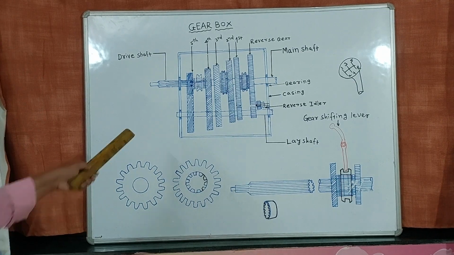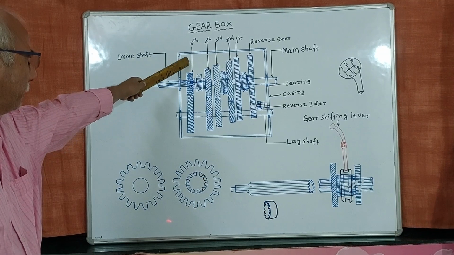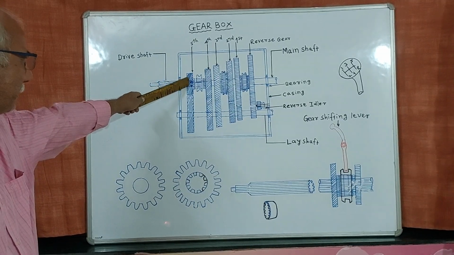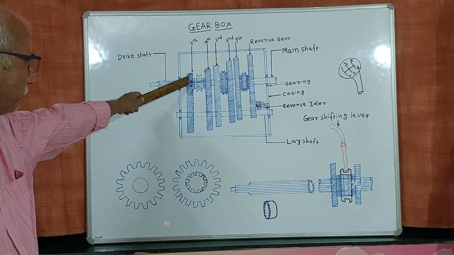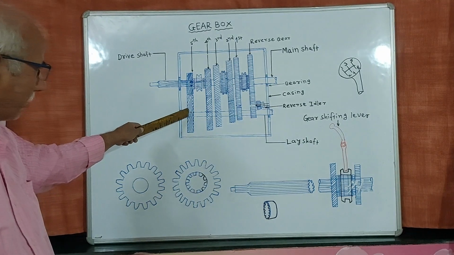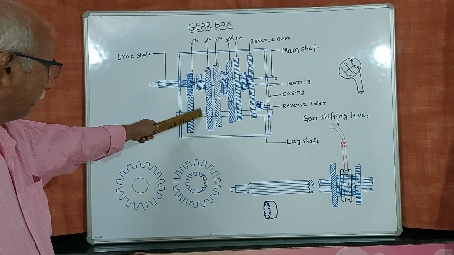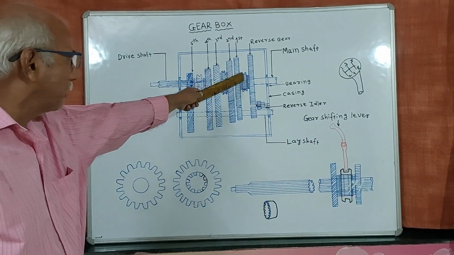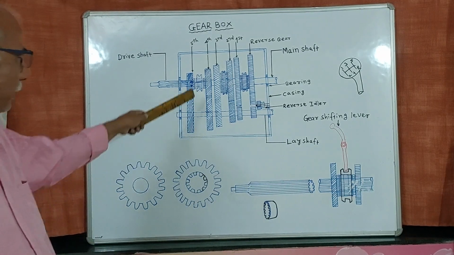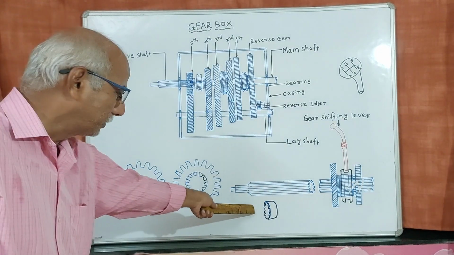Just you see here, this is a drive shaft. From this drive shaft, what happens? Fifth gear, that is the drive shaft gear, the input shaft gear. This gear gives the drive to the counter shaft. Then the counter shaft gears rotate. All gears rotate, as well as all gears rotate on the main shaft also.